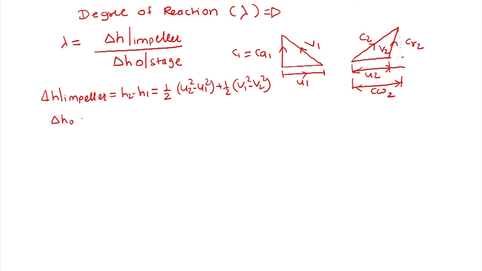Further, delta H naught is known to us as Cw2 into U2 for a particular case without inlet swirl. This is the basic work input given to the flow in the centrifugal compressor, and that complete work input is used to raise the enthalpy. So, delta H naught is U2 into Cw2, where the enthalpy rise in the impeller is based upon the change in relative velocity and change in tangential velocity.